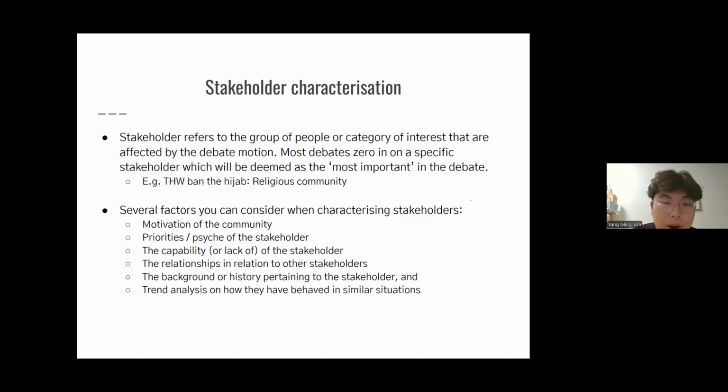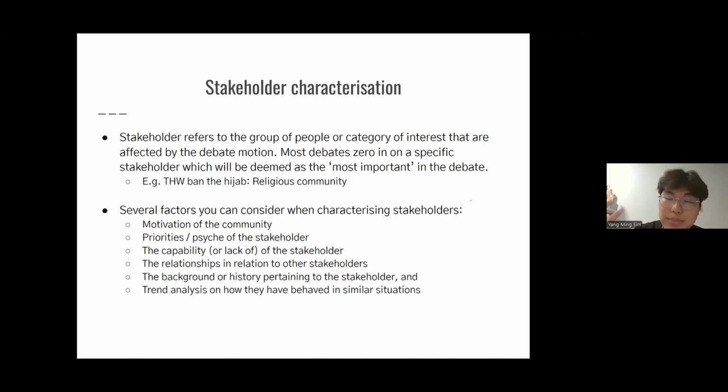So you can also explain the priority of the stakeholder. Like, what does the religious community care more about? What do women in that religious community care more about? The capability or lack of capability of the stakeholders. What can these people do? Like, what can the religious community do when you ban the hijab? What can women do if you ban the hijab? The relationships in relation to other stakeholders.